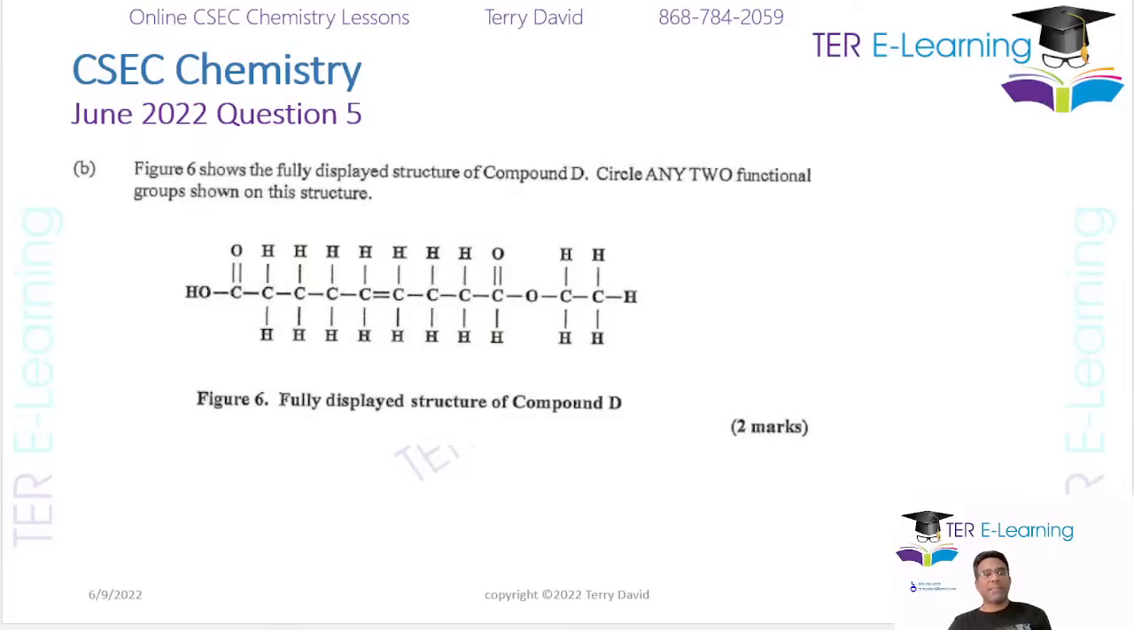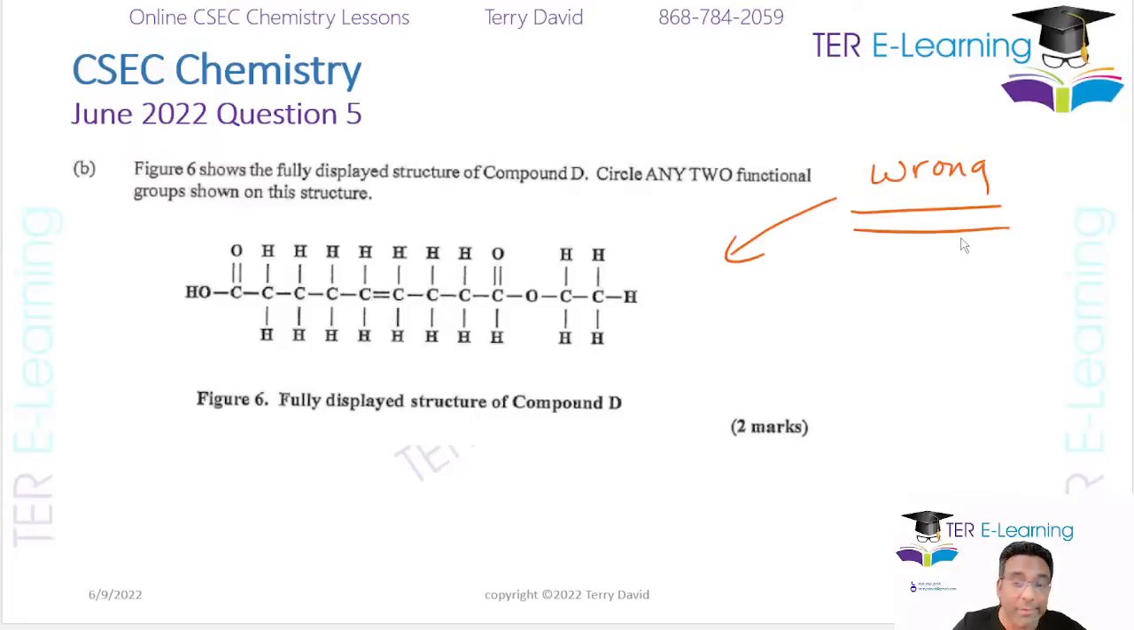Alright, so this question here. I don't know if you all realize this, but CXC did stupidness here because this compound cannot exist. One thing that I pound in my students' heads all the time is that you should never have more than 4 bonds around a carbon. So this diagram is wrong. And I'll tell you why. Watch. Look at what CXC did here.